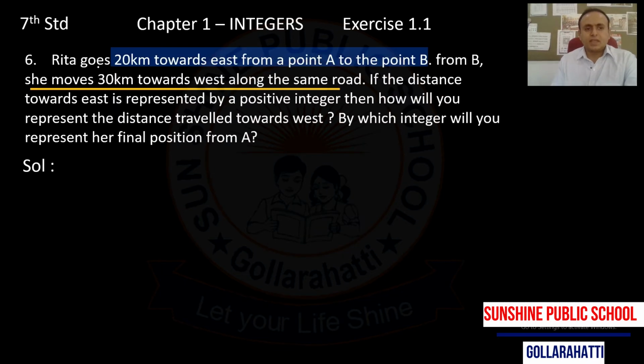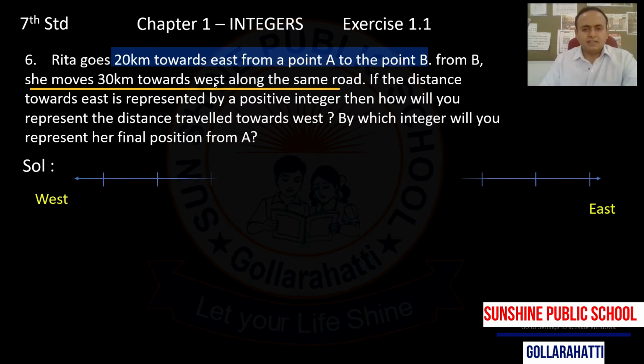Sixth question. Rita goes 20 km towards east from a point A to the point B. From point B, she moves 30 km towards west along the same road. So this means Rita goes 20 km east first from a point. She will move towards east 20 kilometers and again from the east she will move 30 kilometers towards west.